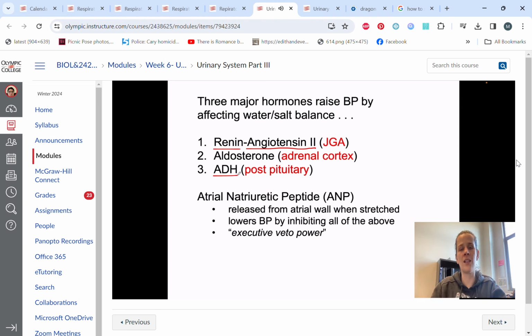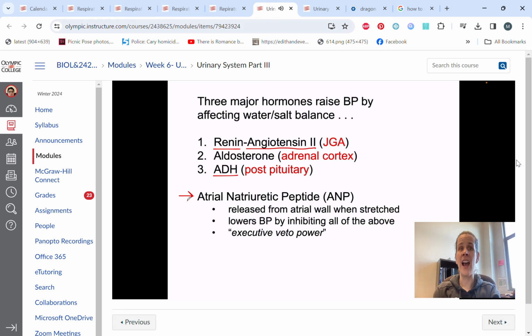Okay. So this hormone right here, atrial natriuretic peptide, is a peptide that's produced from the atrium of the heart when blood pressure starts to raise too high. When we start to see stretching of the atrium, it will produce this peptide to protect itself.